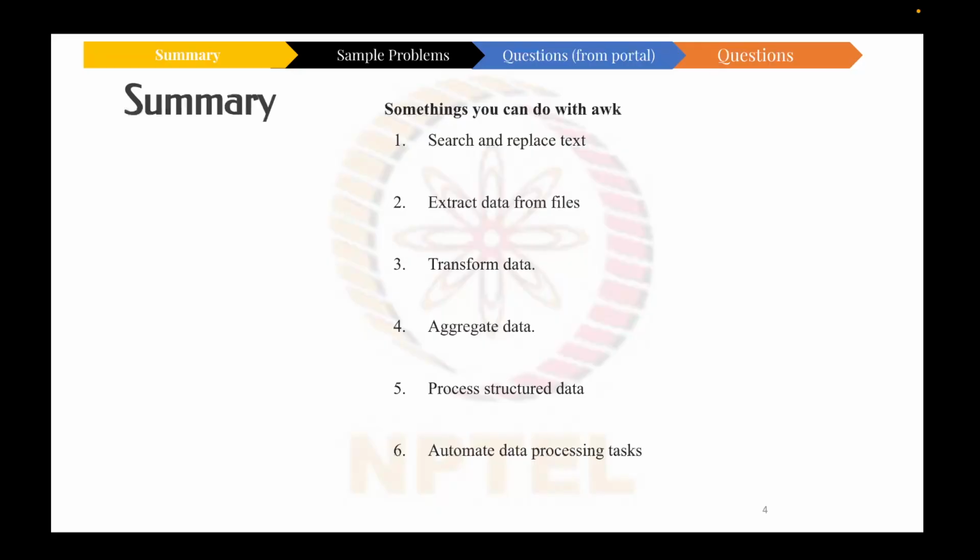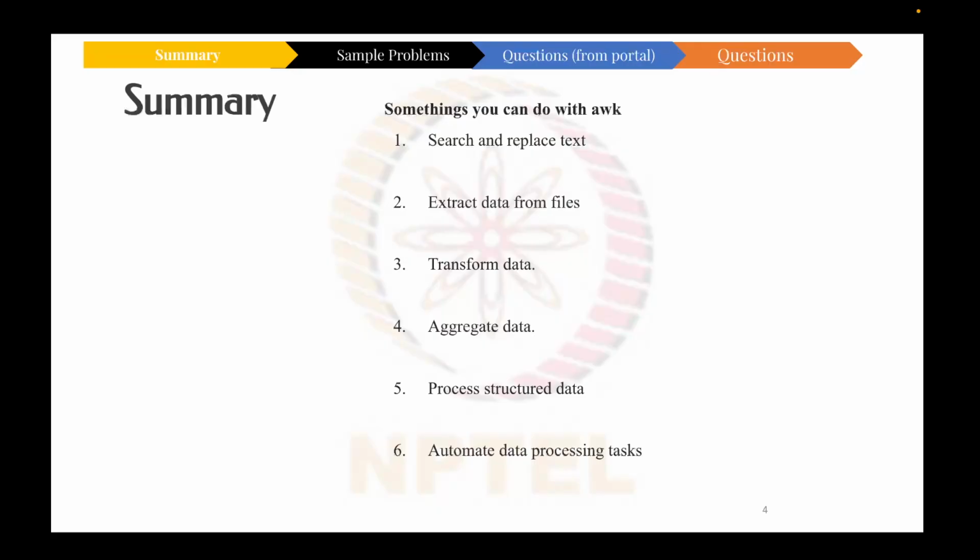Next is extract data from files. awk allows you to extract specific data from files based on various criteria such as column or row numbers, field delimiters, or regular expression patterns. This can be useful for tasks such as extracting specific columns from a CSV file or extracting data from a log file.